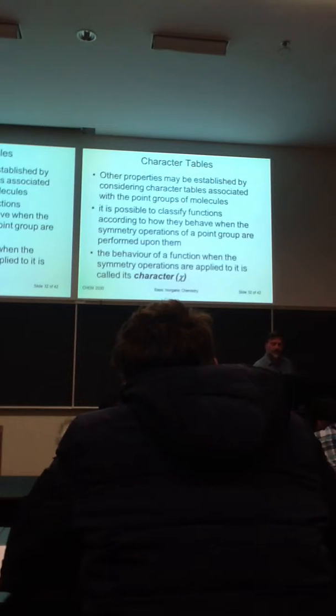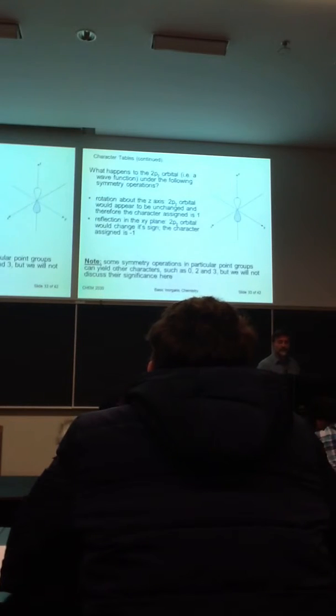Okay? The behavior of the function in these symmetry operations is labeled by something called the character chi. That thing looks like an X, that's chi. So it's going to have a character. That's why we have a character table.